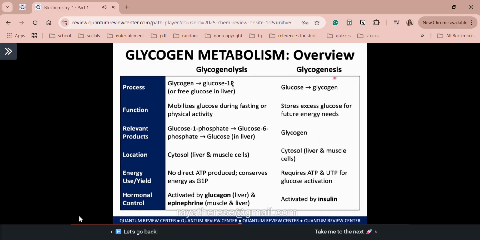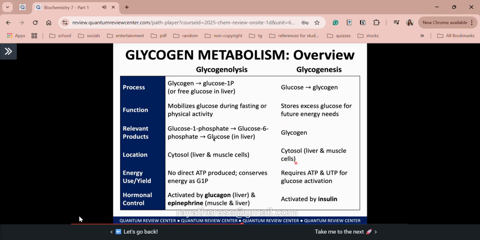For glycogenesis, right? From the name itself, birth of your glycogen. Genesis, so from glucose, we are going to synthesize glycogen. So clearly, an anabolic process. For the function again, we store your excess glucose for mobilization or for future energy needs. Again, our relevant product is a polysaccharide in the form of glycogen. Right? I repeatedly emphasized this in our discussion on polysaccharides. Glycogen is an energy storage for mammals, starch for plant organisms.